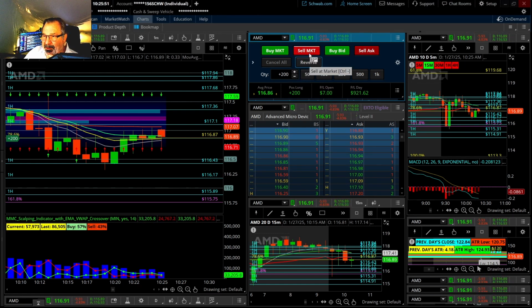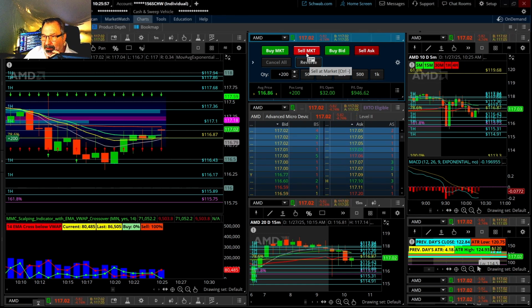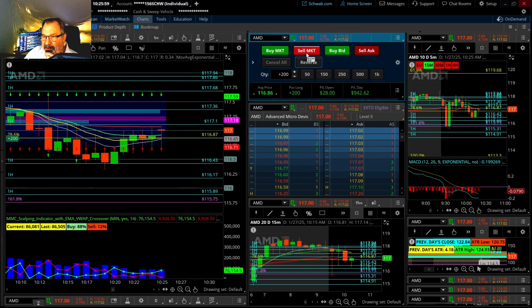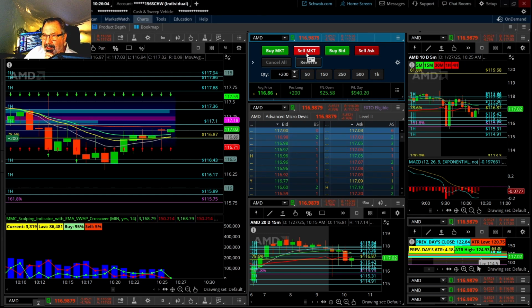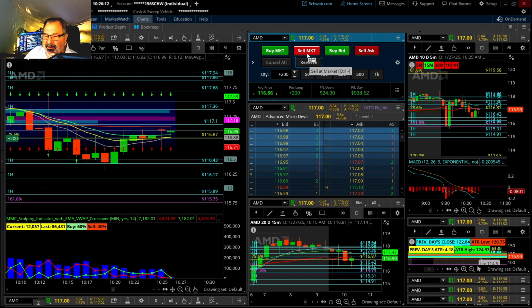Wow, it went over 17. We like to see that. Was that strong enough to get up to the 1710? That was a pretty strong push right there. You looked at the buyers at the top of the scalping indicator.